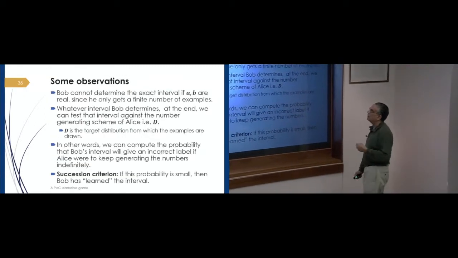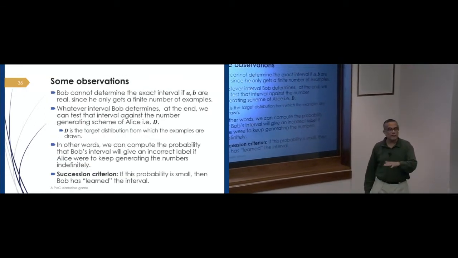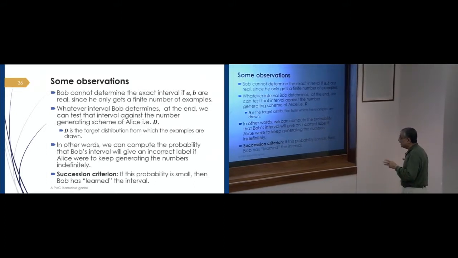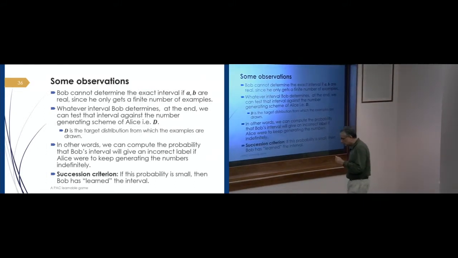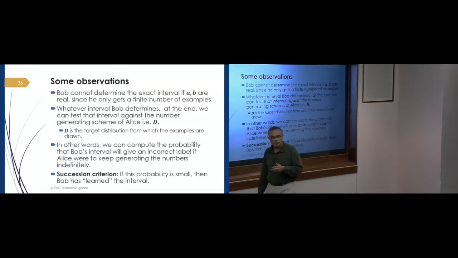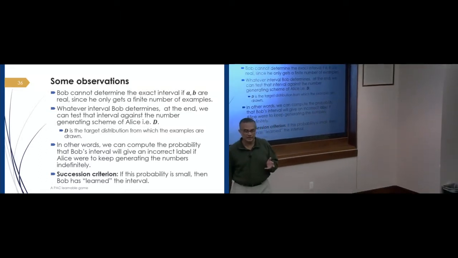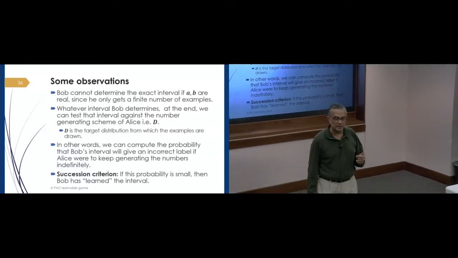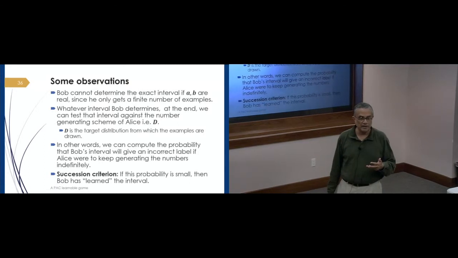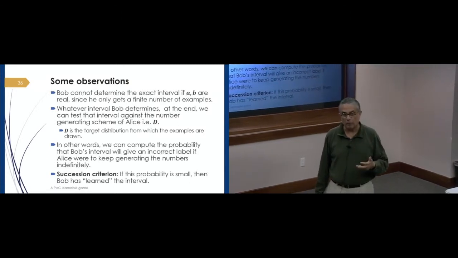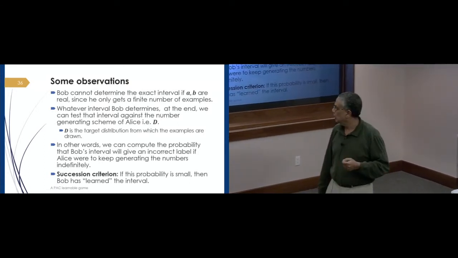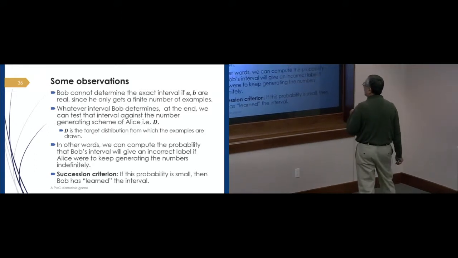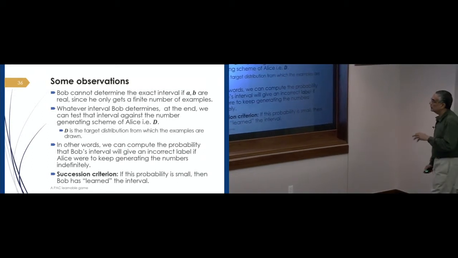In order to do this well, let's make a few observations. Clearly, if these intervals are real numbers, Bob will need many guesses, and it's a straightforward argument that a finite number of these examples will not suffice for Bob to learn the interval precisely. Okay? That's the first observation.